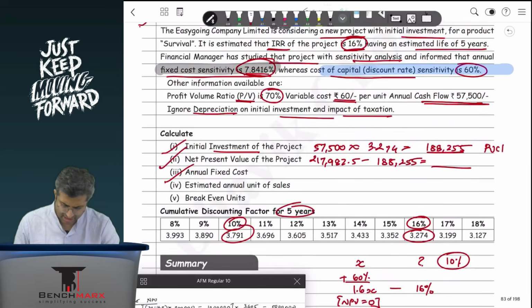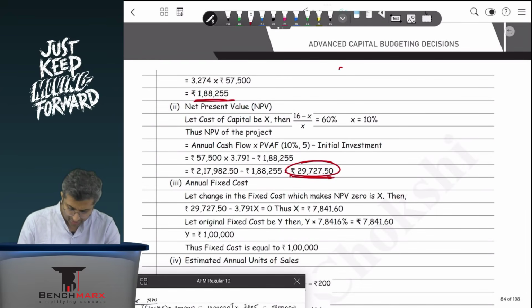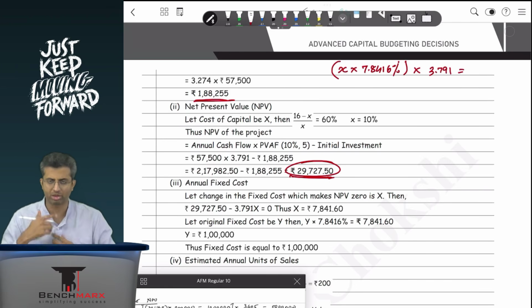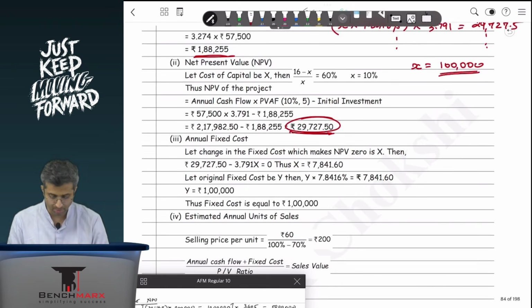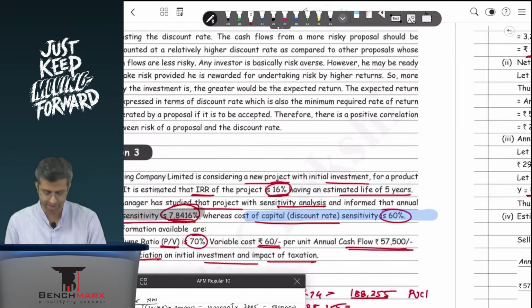But in today's terms, what is my NPV? 29,727.5. So I will say that, if my annual fixed cost is X, and if this changes by 7.8416%, now this is a change per annum in 1 year, but there are 5 such years, so into PVAF, that is 3.791. So this change in today's value terms will equal the change to bring NPV to a 0 balance, and as a result that NPV is 29,727.5. If you now sit and solve for this, you will probably get X at around 1 lakh rupees. That is your annual fixed cost. You can sit and calculate for this.